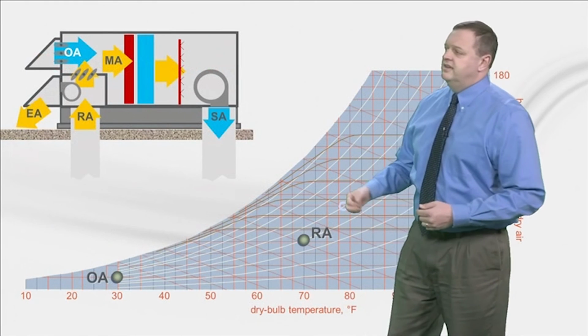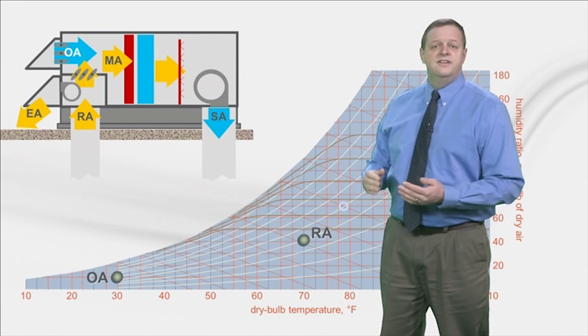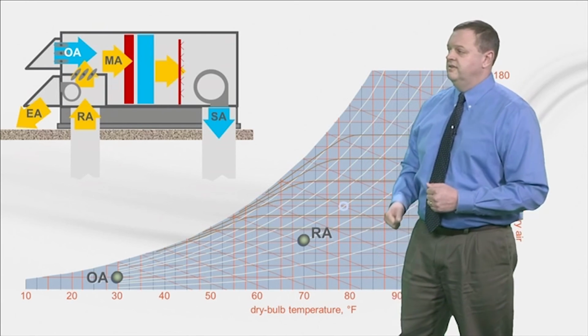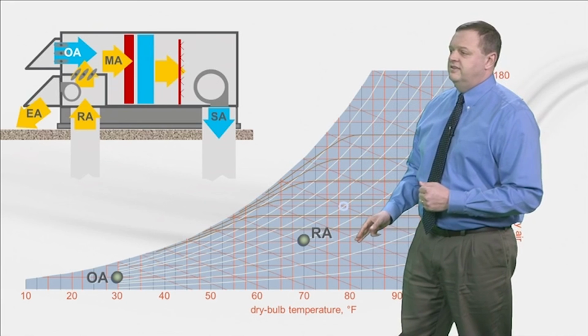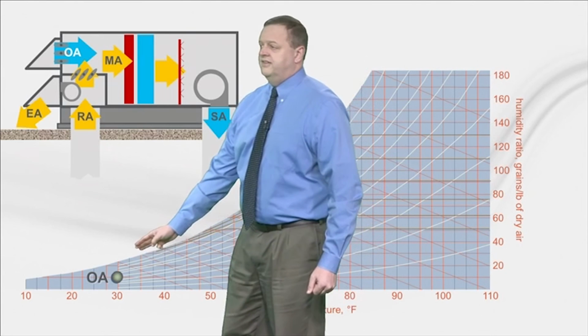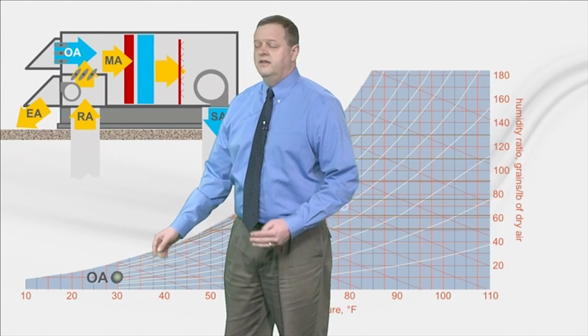To demonstrate, consider this 10,000 CFM air handler serving a museum. For this example, the indoor humidity must be maintained above 40% RH. This psych chart depicts the system operating on a cold day when it's 30 degrees outside. You can see that this air is also very dry.